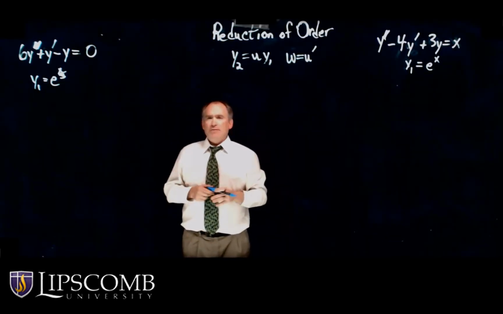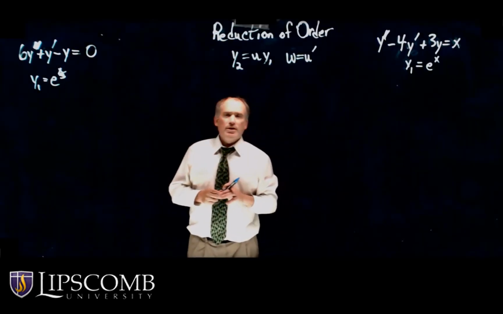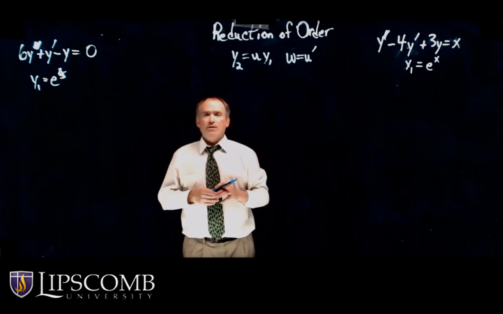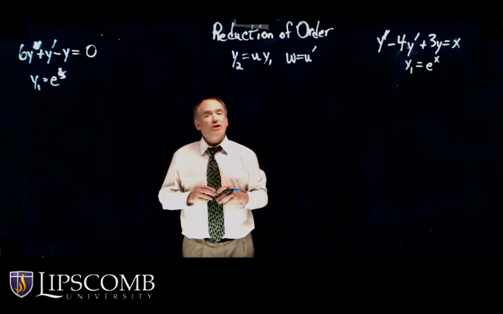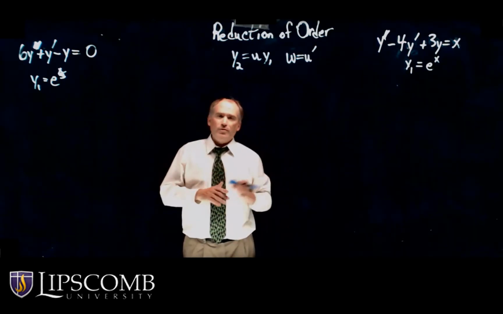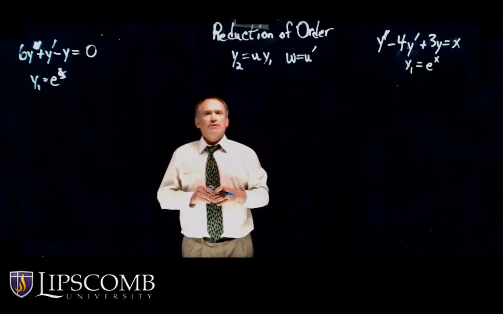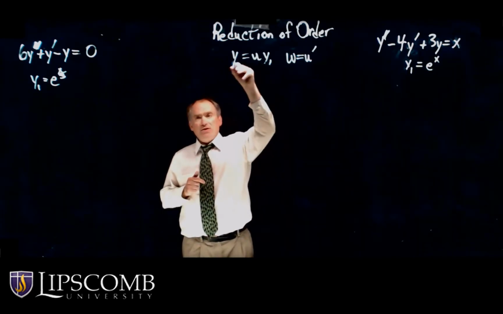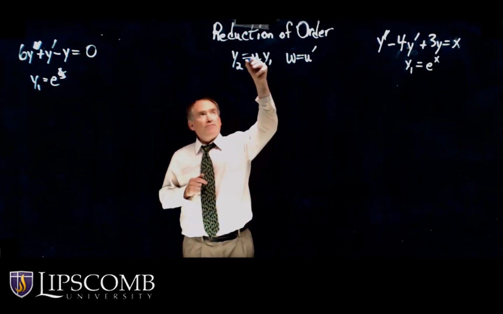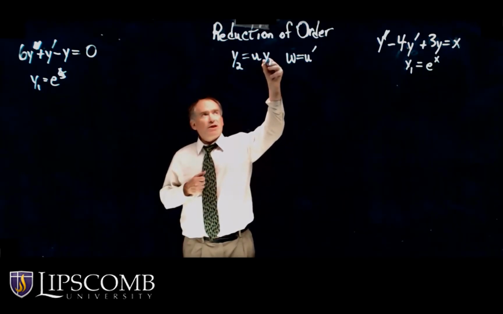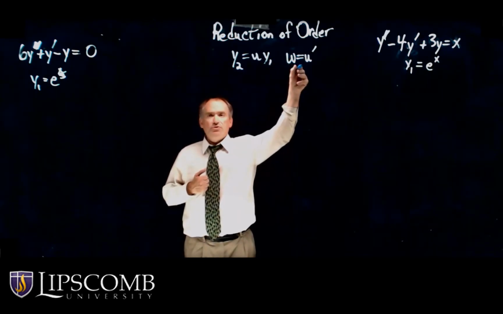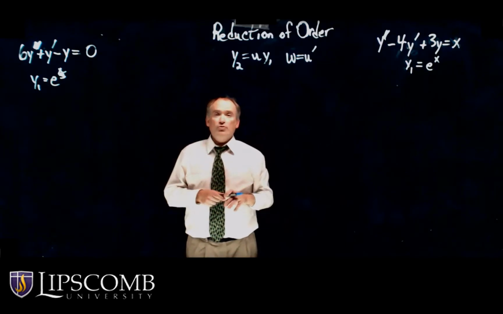Now we're going to talk about a method called reduction of order. In this method, you already have to have a solution, especially to the homogeneous case, whether it's homogeneous or non-homogeneous. So we start off with a solution to the homogeneous case, and we're going to find another solution where we have u as a function of x times the solution we already have. And then eventually we're going to use the substitution w equals u prime.